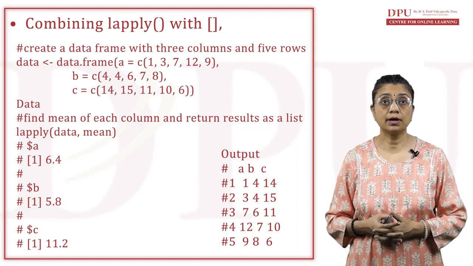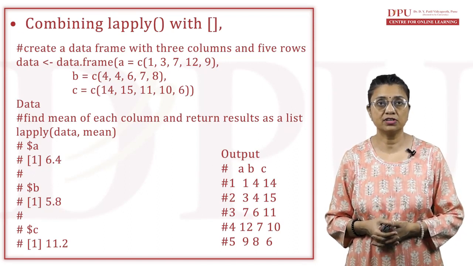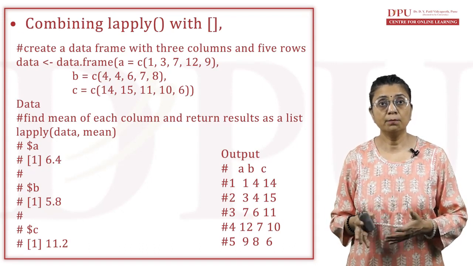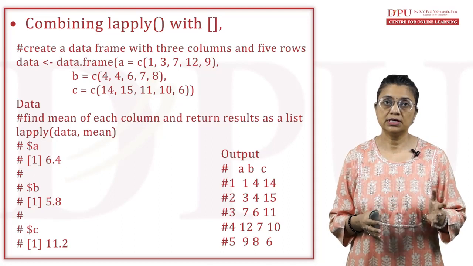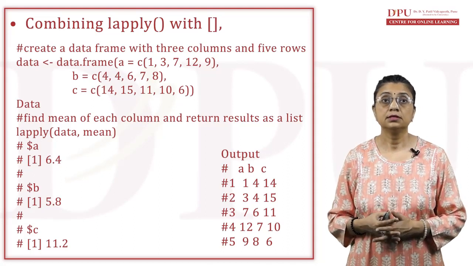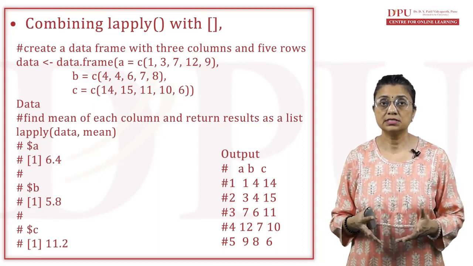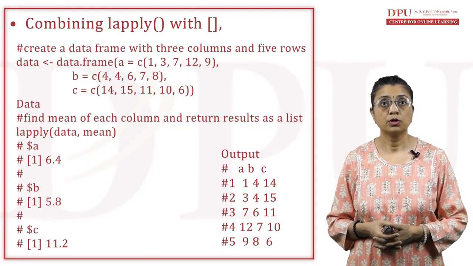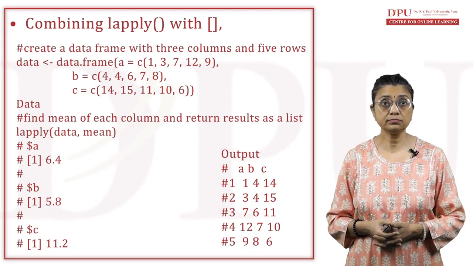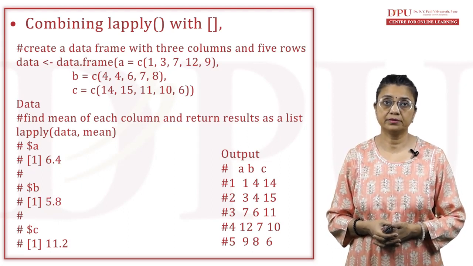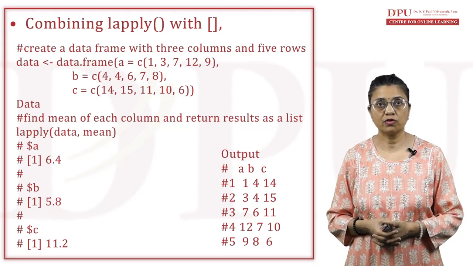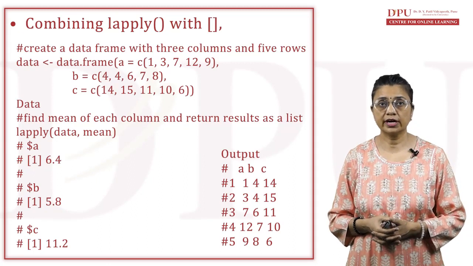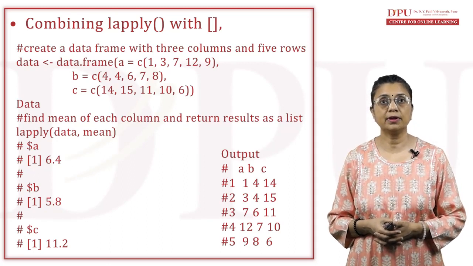So when I use the lapply function instead of apply, in the brackets I pass data, comma, mean. Mean is my function. So data, comma, mean, and I press enter. The moment I press enter, you can see the mean of every vector: 6.4 for vector A, 5.8 for vector B, and 11.2 for vector C. That is how we can very easily do such calculations with the help of the lapply function.